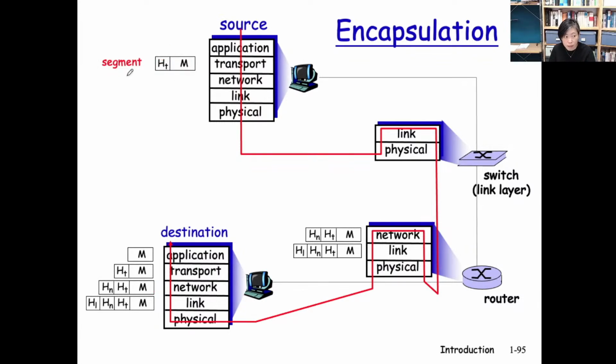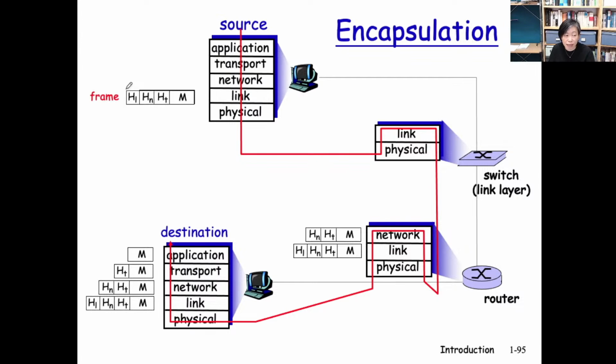And now the segment is going to be passed further down to the network layer. And guess what? The network layer component is going to append some more information to it. And that is in the header as well. But this is the header for the network layer, HN. And the whole thing now, the packet here at the network layer is called a datagram. And the whole datagram is going to be passed down further to the link layer.